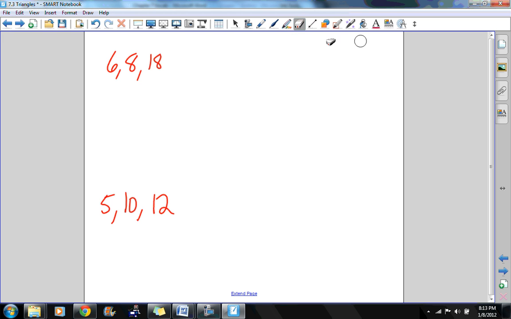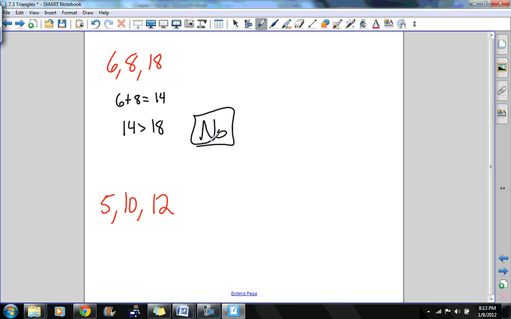Alrighty, so we're back. Now, if we added 6 and 8 together, we would get 14. But 14 is not bigger than 18. Therefore, no. This does not create a triangle. And here we would have 5 plus 10, which equals 15. And 15 is bigger than 12. So yes, this one does create a triangle.